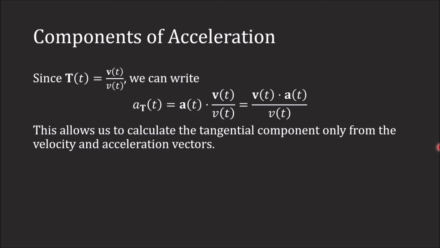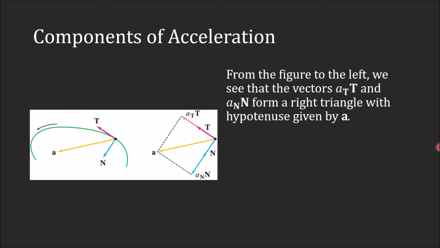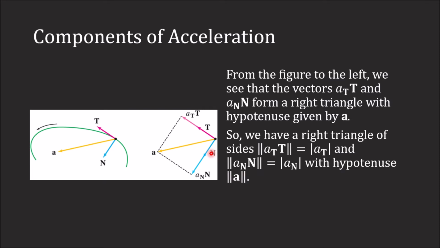Let's now examine the normal component. So from the figure over here, we see that the vectors A sub t and A sub n form a right triangle with hypotenuse given by A. So we have a right triangle of sides the magnitude of A sub t, which, since the magnitude of T is 1, and this is a scalar, we just have absolute value of A sub t, and the magnitude A sub n, again, magnitude of N is 1, this is a scalar, so we're left with the absolute value of A sub n, and the hypotenuse is the magnitude of A.